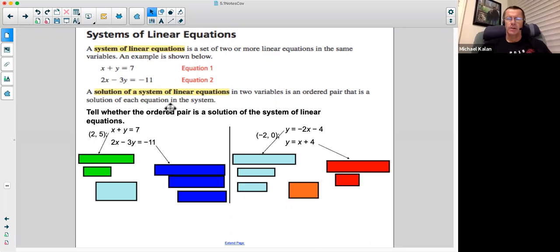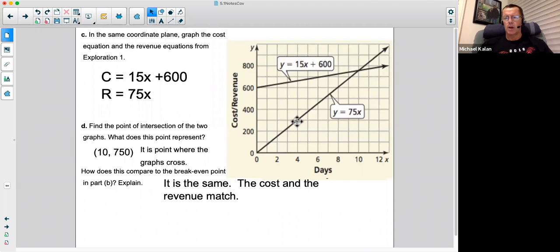So what's a solution to a system of linear equations? It's an ordered pair, remember x comma y, so two variables, that is the solution of each equation in the system. I want to go back to this graph. Every single point on this line, this ray, is a solution to y equals 75x. And every ordered pair for every point on this ray is a solution to y equals 15x plus 600. So where's the only point that's on both graphs? It's at their intersection, and we said the ordered pair for that is 10, 750. That would be the solution to this system, because 10 comma 750 not only makes one of the equations true, not only makes the other equation true, it makes both of the equations true.